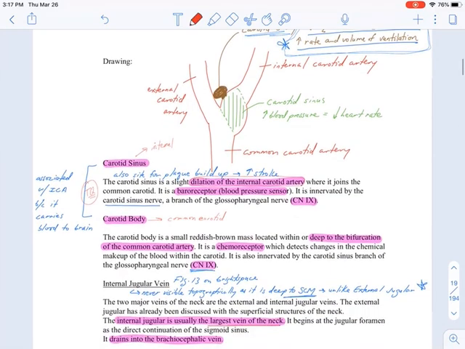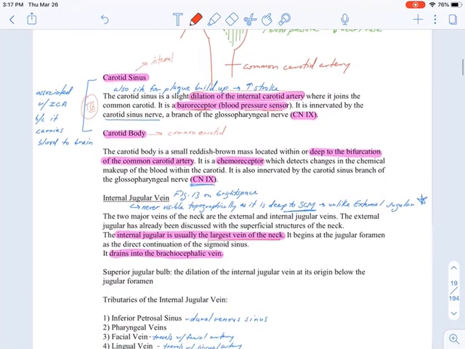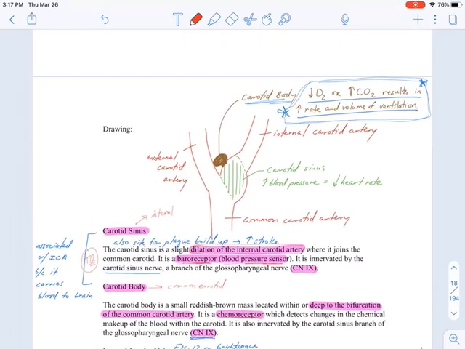Now, the carotid sinus, its function is to act as a baroreceptor or a blood pressure sensor. And then our carotid body is here to act as a chemoreceptor. So essentially, with your carotid body, when you have a decrease in oxygen or an increase in carbon dioxide, it will result in an increased rate and volume of ventilation.